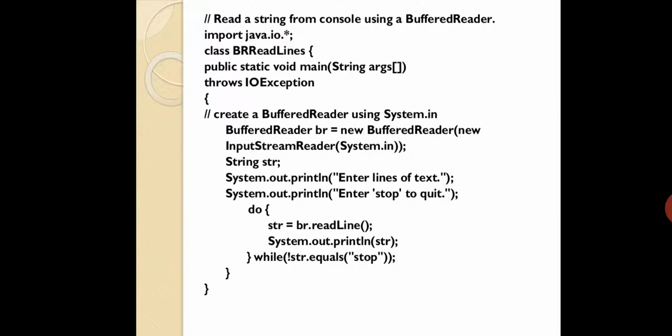There is one more program for you: read a string from the console using BufferedReader. It's a class, so again it is Java IO. I don't need to explain the same thing again. There is a class with the name BRReadLines, and inside that, one main method. The main method will throw an exception, if there is any. It will throw an IOException, input output exception, only if there is any.